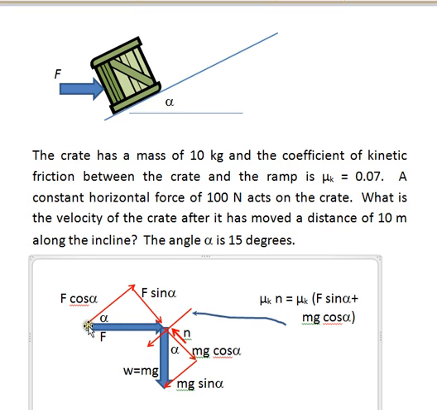We've also decomposed this applied force into its two components, the one along the plane, which is F cosine alpha, and then the one normal to the plane, which is F sine alpha, the result we've already used in determining the frictional force. Likewise, the weight of the crate, mg, has two components, one normal to the plane, which is mg cosine alpha, and then the one that is downward down the plane, which is mg sine alpha.